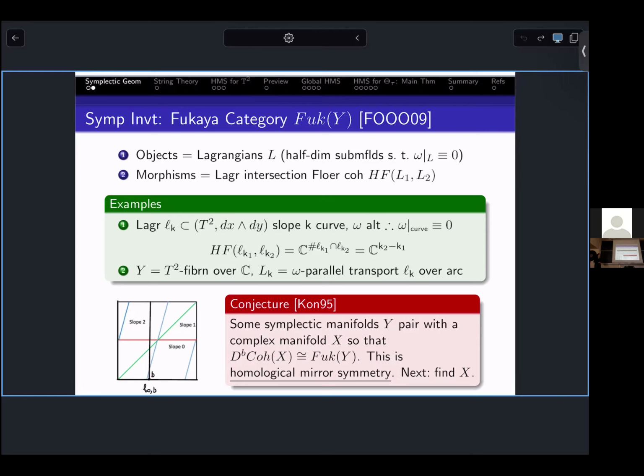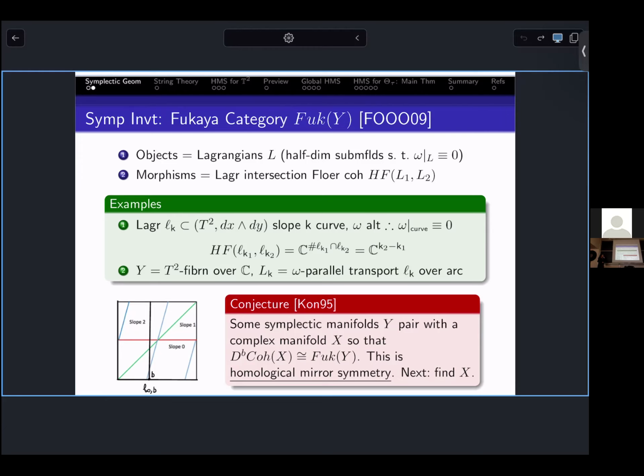If they're not integers, you also have a notion of... this is mirror to degree k line bundles, but you also have vector bundles. And there's a corresponding notion on the Lagrangian side, where you equip it with what's called a local system. We can also take a fibration. Say take T^2 as a fiber, take your base to be C, take a slope k Lagrangian as a fiber, and then parallel transport that around a curve. Then your Lagrangian is a slope k curve times an arc in the base.